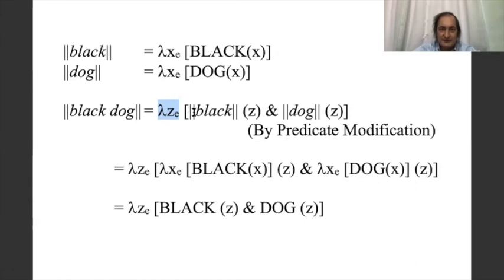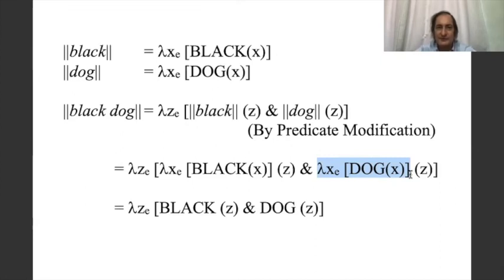The first conjunct we get by taking black, translating it, and applying the result to z, conjoined with, and the second one we get by taking the translation of dog and applying it to z. That is our rule of predicate modification. That's what it tells us to do. Now we do substitutions. In place of the translation of black, we put the actual translation. In place of this, we give the actual translation of dog there.